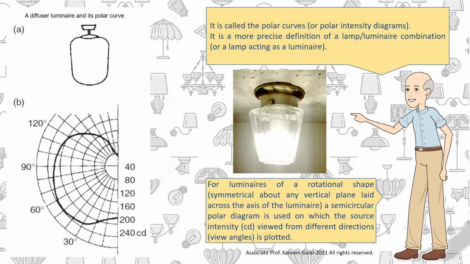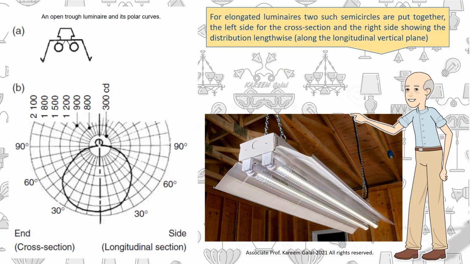For luminaires of a rotational shape, symmetrical about any vertical plane laid across the axis of the luminaire, a semicircular polar diagram is used on which the source intensity, CD, viewed from different directions, view angles, is plotted. For elongated luminaires, two such semicircles are put together, the left side for the cross-section and the right side showing the distribution lengthwise, along the longitudinal vertical plane.